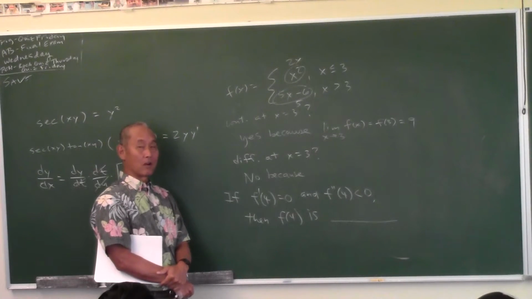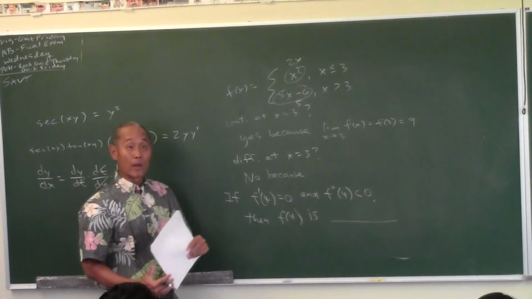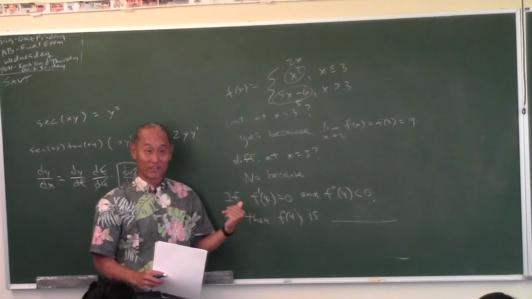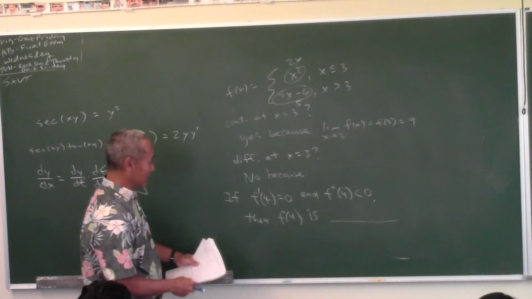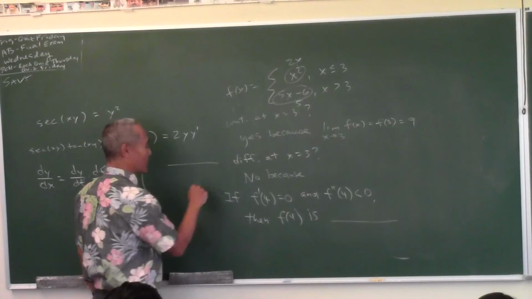I'll give you a hint. This is called the second derivative test. Hey, wait, didn't it come up on last night's homework? The second derivative test? Yeah, good. Okay, look, if the first derivative is 0, that means you have a horizontal tangent.